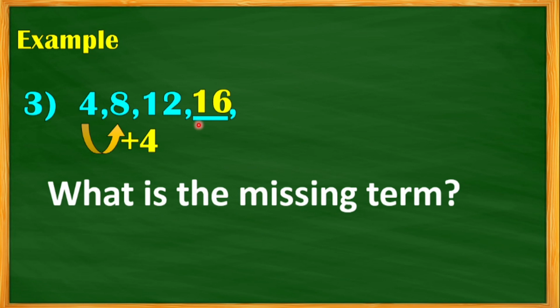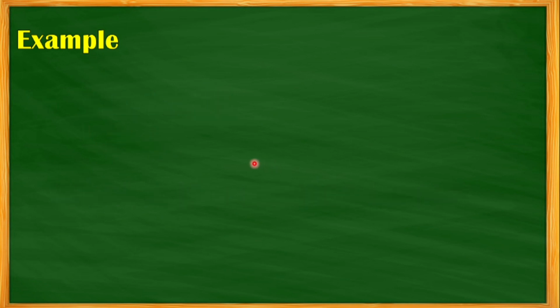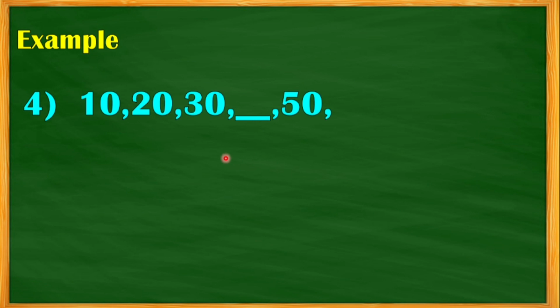This sequence involves multiples of 4. Very good, because 4, 8, 12, 16. You're going to add 4 to the preceding number to get the missing term.